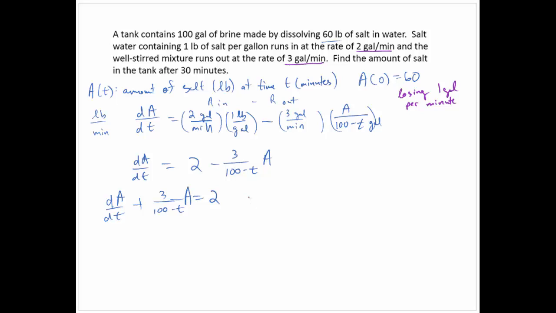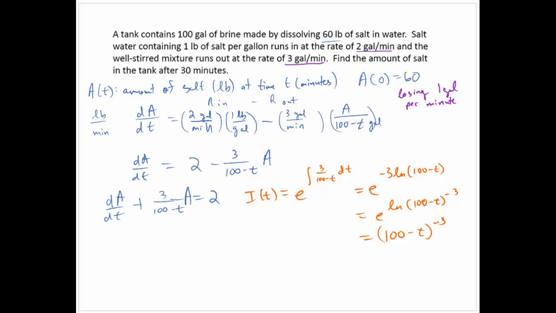The integrating factor, I'll call it I of t in this case. I of t would be e to the integral of 3 over 100 minus t dt. With a little substitution here, we can write that as e to the negative 3 natural log of 100 minus t. We'll bring the negative 3 up, so that's e to the natural log of 100 minus t to the negative third. And so that's 100 minus t to the negative third. So I'll multiply through by that quantity.